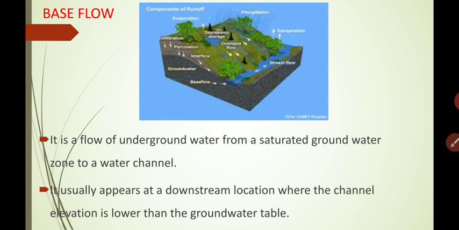Do you understand? So what is the water cycle? Evaporation, condensation, precipitation, infiltration, runoff is called the water cycle. Okay.